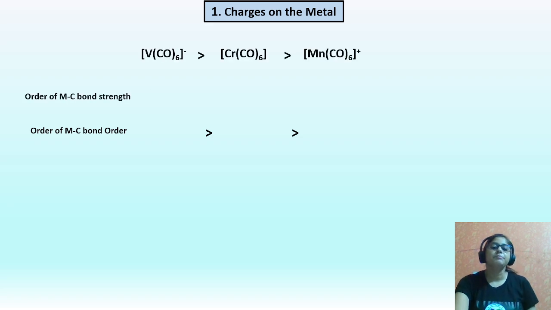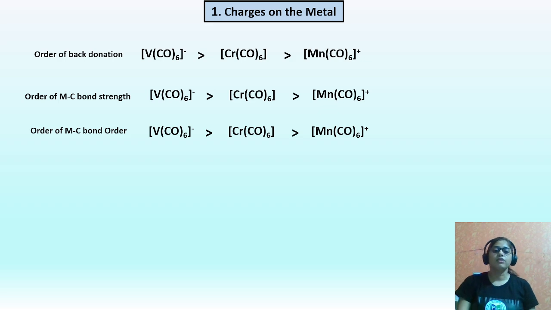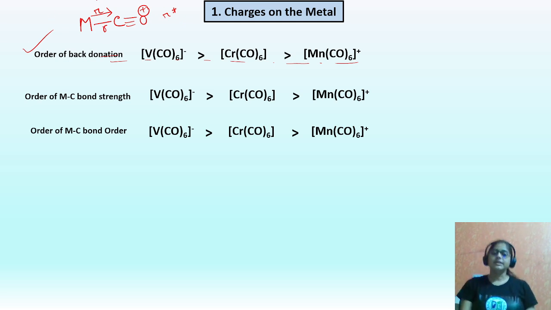Now, we know the order of back donation, right? So from that, we can conclude. Back donation means, I am again writing here M-C and here O. Back donation means from metal to carbonyl; this is sigma and this is pi. The donation is towards pi star. Fine. So when negative charge is there, more electron it can donate, and when positive charge is there, the electron donation is less. Now, what will be the order of M-C bond strength?